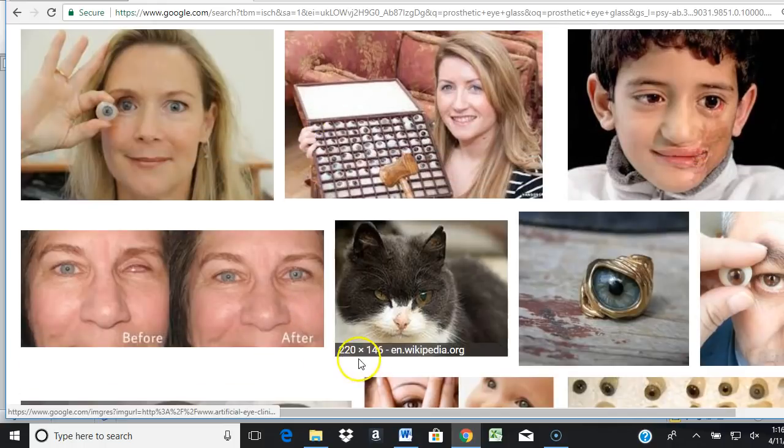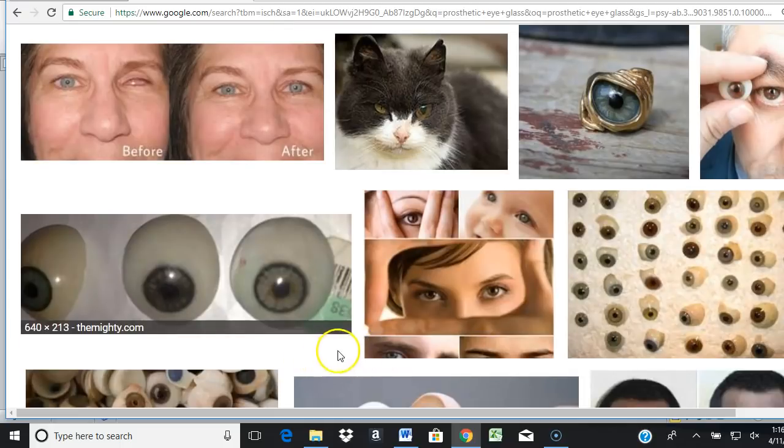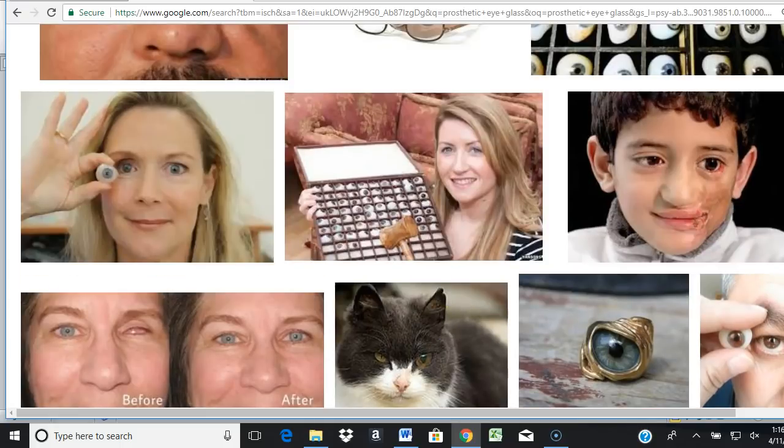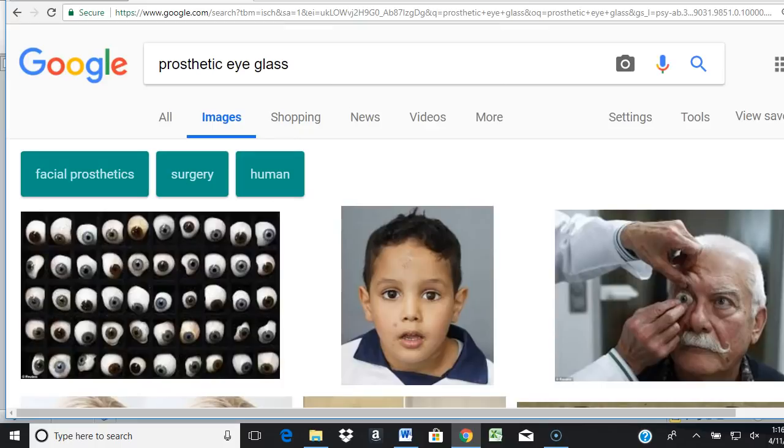So, keep this in mind that you may not even notice that a patient has an eye prosthesis because it's so lifelike. It looks so real, and it's painted so that it has the iris colors, so it looks like the other eye. If you look here very closely, they actually paint little arteries as well.